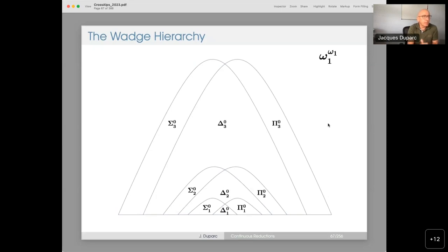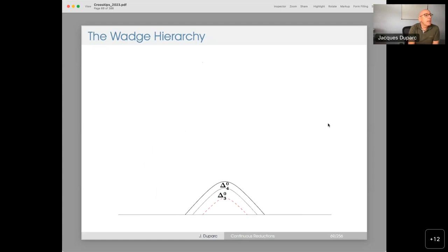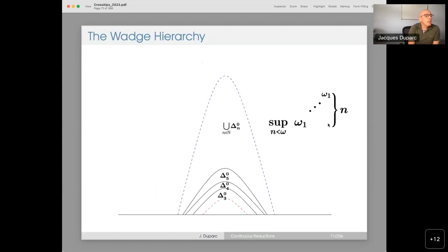different Wadge classes. If we go above, if you get the union of the Delta 0 n, how many levels do you have inside the Wadge hierarchy? That many levels. So you take omega 1 to the omega 1 to the omega 1, you do that n times, and you take the supremum for n an integer.